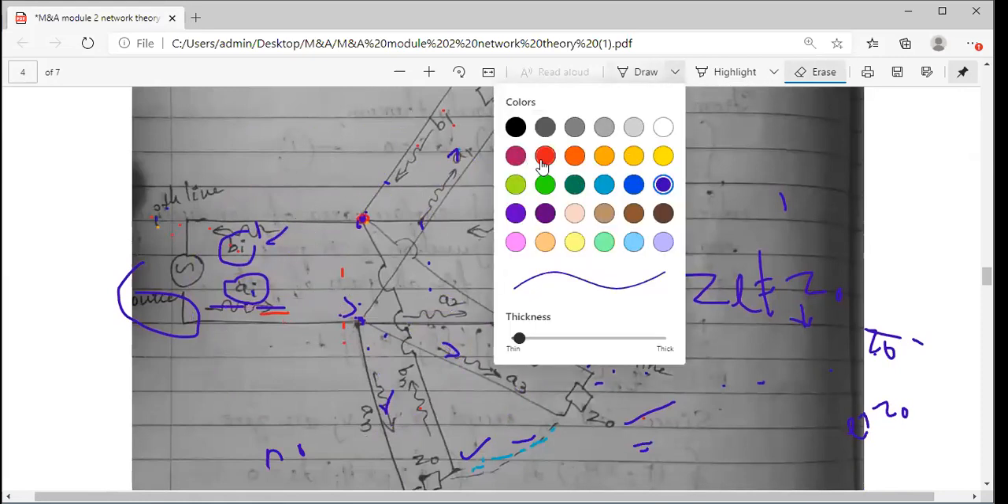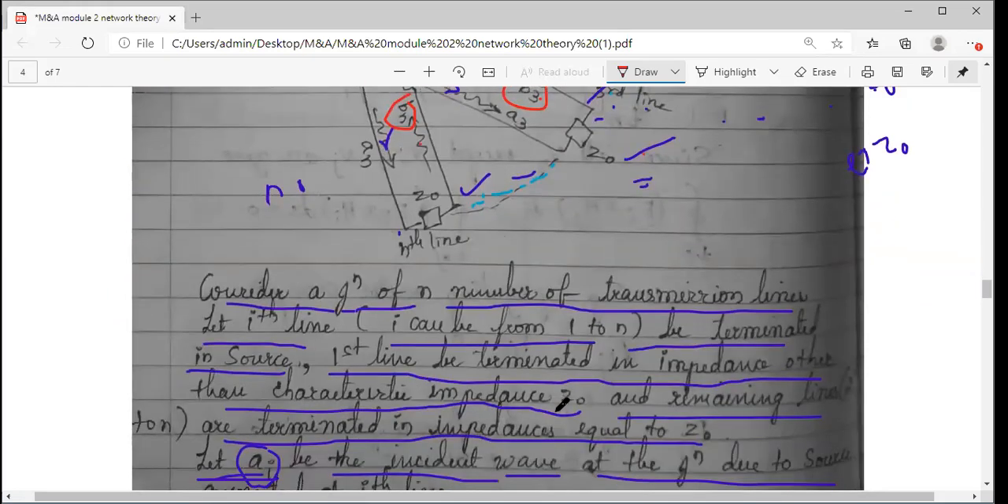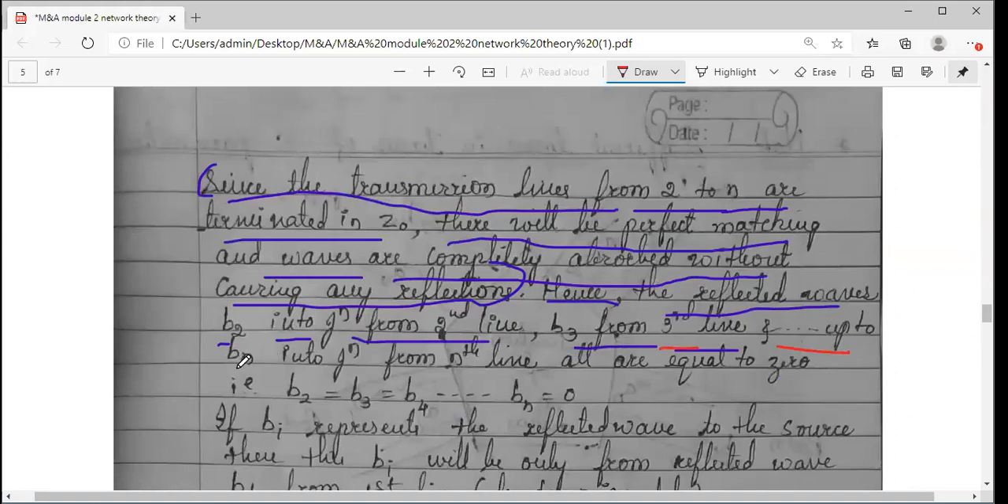Even though in the figure I have shown you all the reflection values, observe, here of course the first line will have reflections, but I have even shown you B2, B3, Bn all. No doubt I have written here, but their actual values are 0. See all these values: reflected waves B2 in the second line, B3 in the third line up to Bn in the nth line, all their values are equal to 0, because in the perfectly matched condition there will be no reflections for the lines 2 to n, but for the first line there will be reflections.